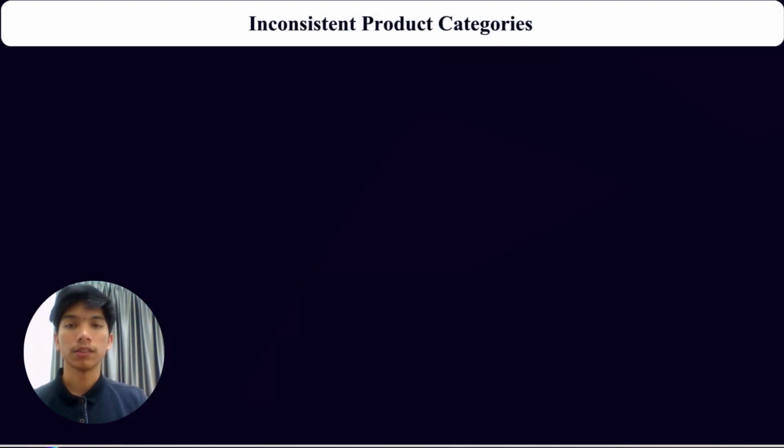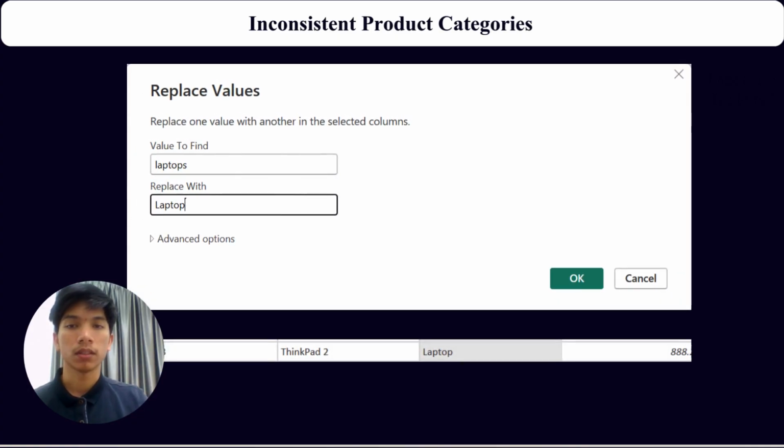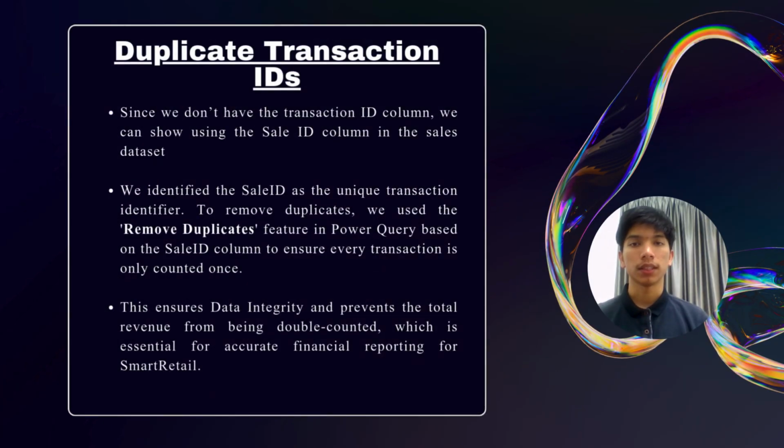Okay, for the second example, this is how replace values looks like. In value to find, you put some text or number or null, then Power Query will find it and replace it with what you want to change it to. Let's say laptops. So anything with laptops will be replaced with laptop, with a capital L and without the S.